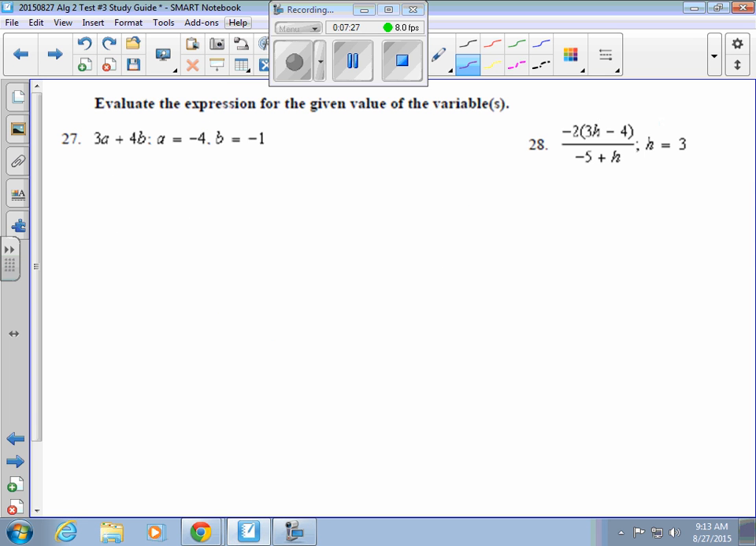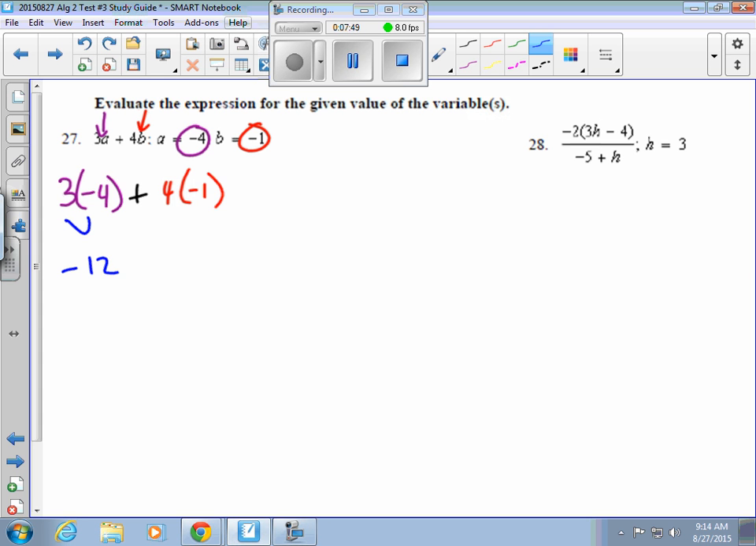And then identity for number 26. And then all you have to do with 27, 28, 29 and 30 is plug the values in and simplify it. In place of A, we're going to plug in -4, so 3 times -4, plus, in place of B, we're going to plug in -1, 4 times -1. You do multiplication before you do addition. 3 times -4 is -12. 4 times -1 is -4. -12 minus 4 is -16.